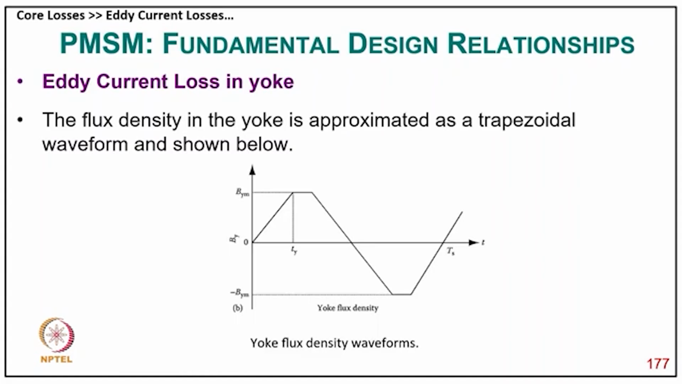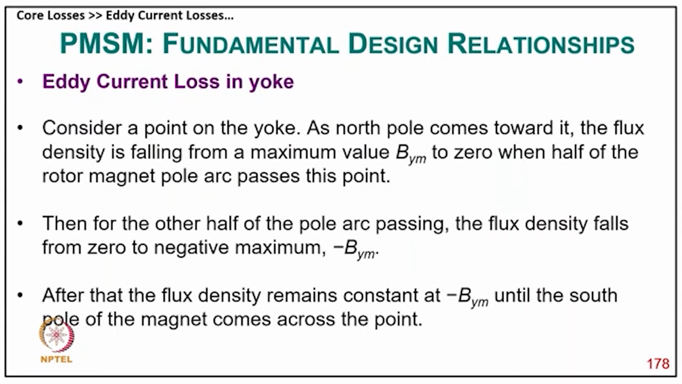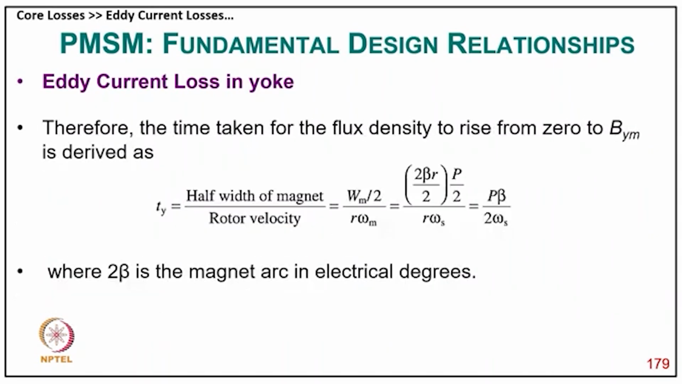The flux density in the yoke is approximated as a trapezoidal waveform as shown here, and consider a point on the yoke. As the north pole comes towards this point, the flux density is falling from the maximum value B_ym to 0, and when half of the rotor magnet pole arc passes this point, then for the other half of the pole arc passing, the flux density falls from 0 to the negative maximum, that is minus B_ym. After that, flux density remains constant at minus B_ym until the south pole of the magnet comes across the point.